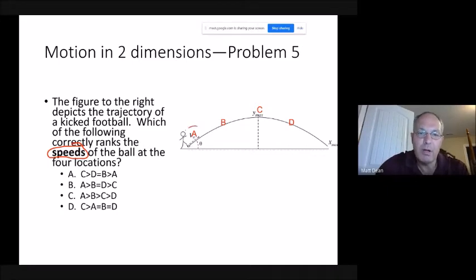We've got to remember that at point A, this thing is just coming off the kicker's foot. It's got a pretty fast vertical velocity and a constant horizontal velocity. And we know as it goes up, it's accelerating at negative 10. So on the way up, its vertical velocity is decreasing and its horizontal velocity isn't changing, which means B is going slower than A.